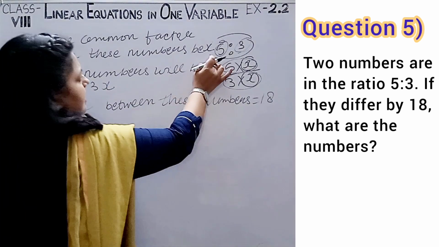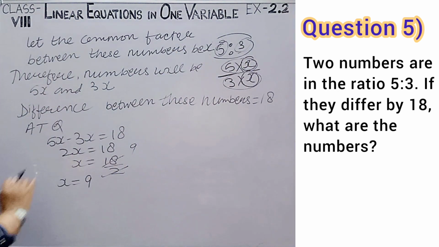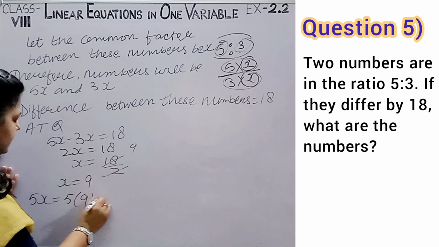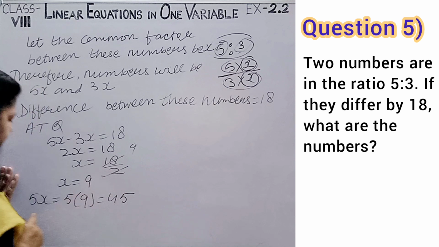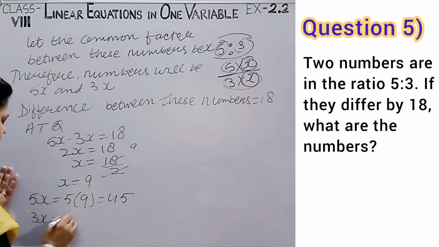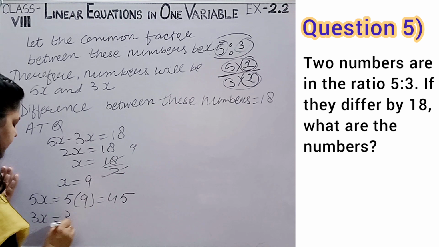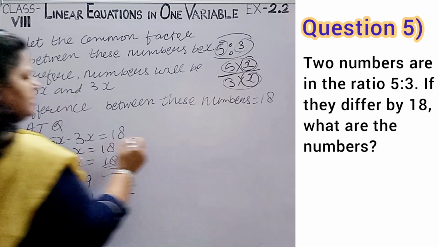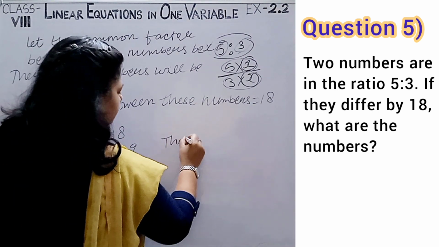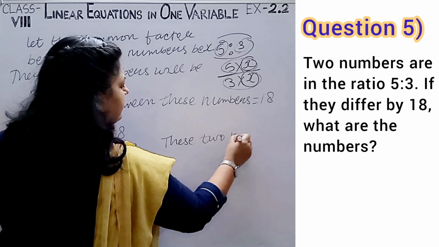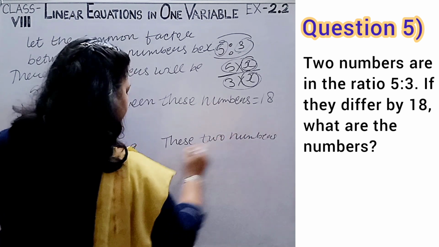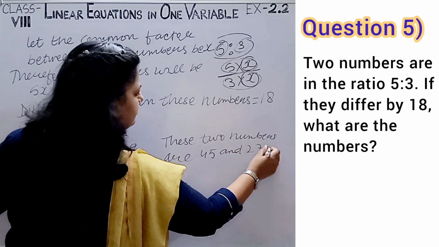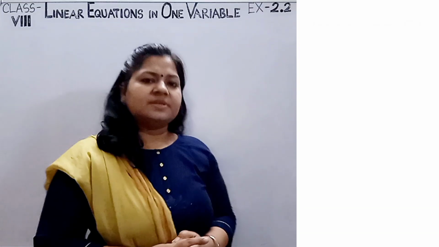Now we had 5 and 3 ratio, and the numbers were 5x, it means 5 times 9, that is 45. Second one is 3x, substituting value of 9, 3 9s are 27. It means these two numbers are 45 and 27. Answer.